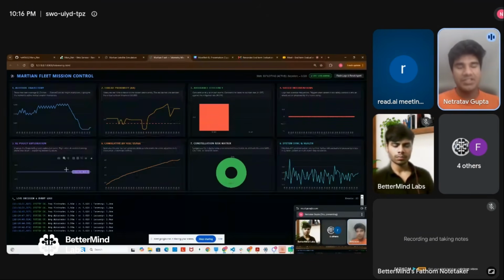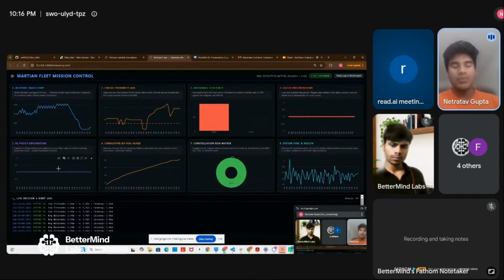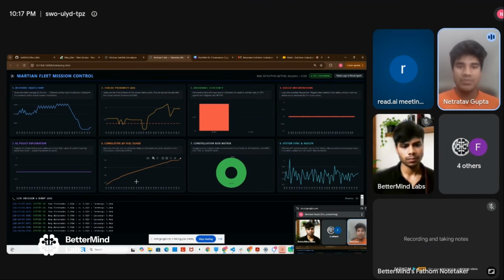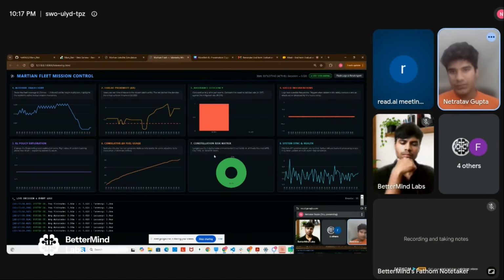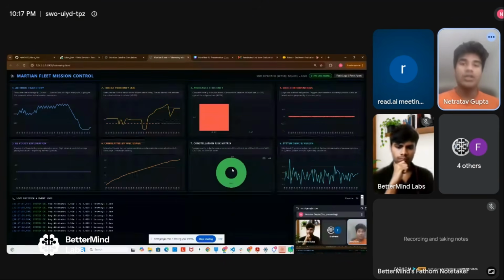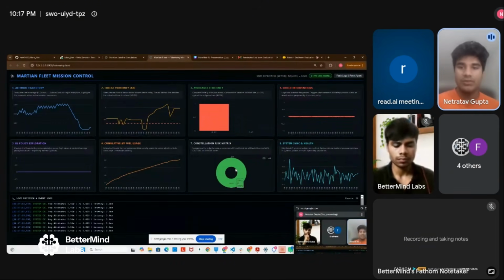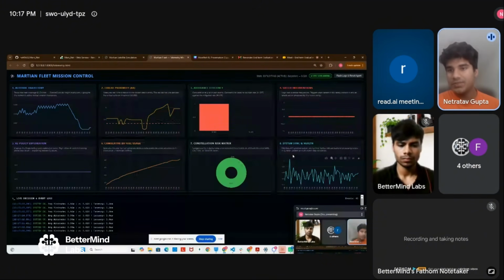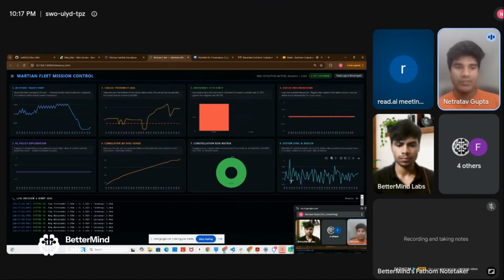RL policy exploration is basically talking about at what point the satellite keeps exploring and at what point it keeps going in its orbit. And then the cumulative fuel usage goes back to the idea of how much fuel is being used and how efficiently we can use it. Constellation risk matrix just talks about the current overview of the satellites, which ones are safe, which ones are not. System sync and health is talking more about the system in general, how much delay is going on, and how you can track it based on that.